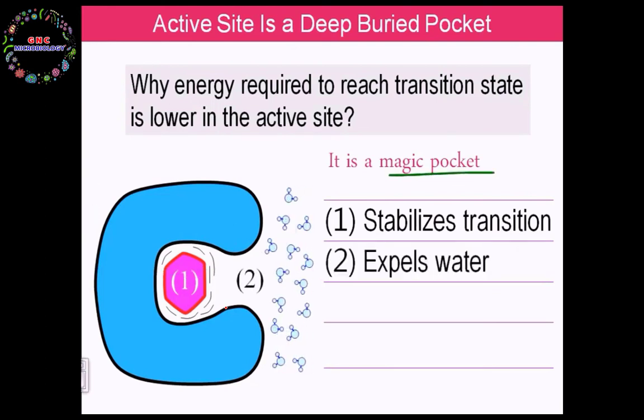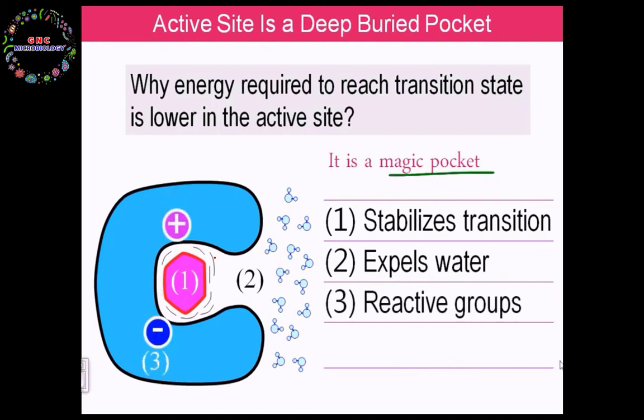Second is what? It expels the water. That means water cannot enter into the active site. So there is no interference from water molecules with the substrate binding to the active site. So the substrate will bind freely to the active site, and then tightly, because there is no interference from water molecules.